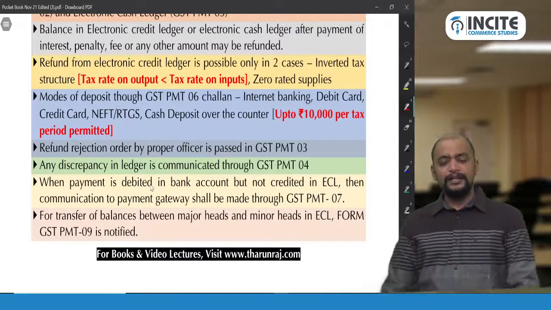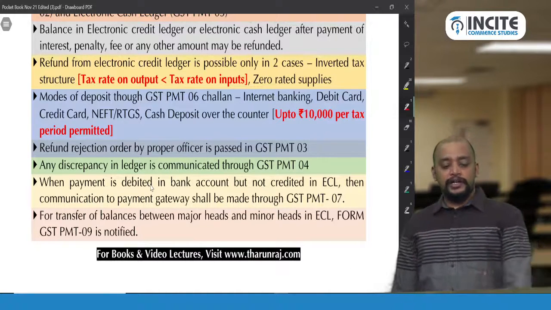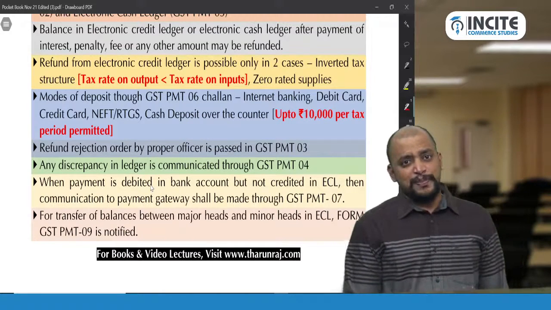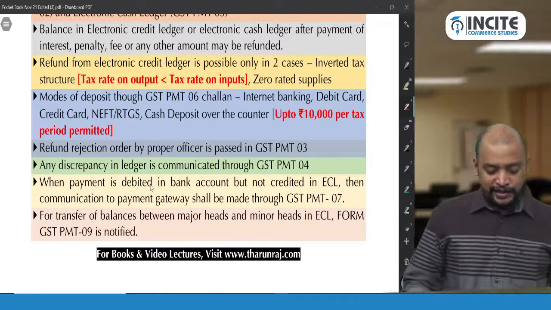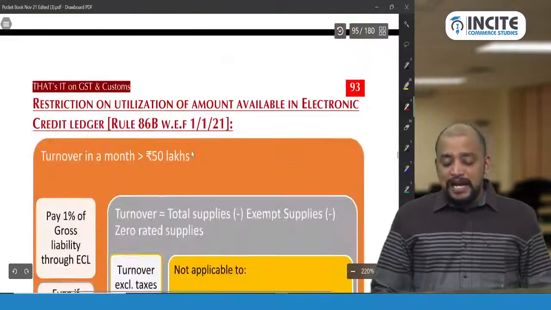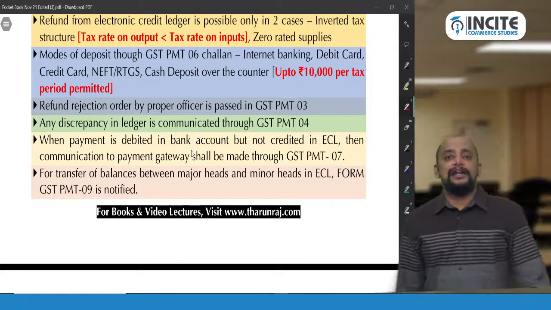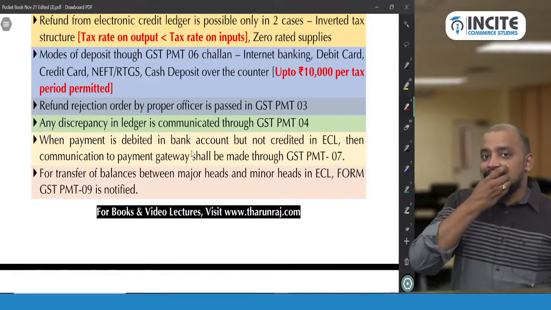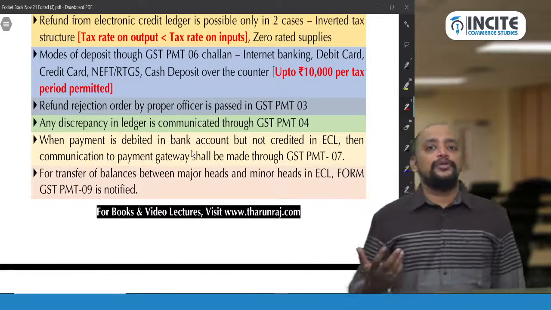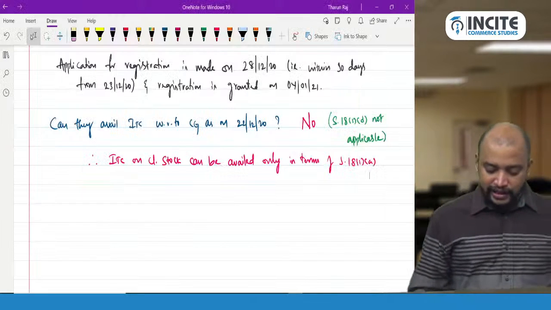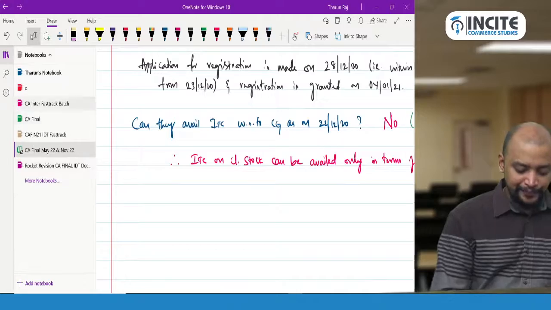Okay, then a refund order is passed in PMT3. What is this refund order? So you need to understand the refund order in PMT3. For example, I have some balance in the credit ledger and the remaining amount I am paying through the cash ledger. Say for a particular month, I am just showing you the example related to this.